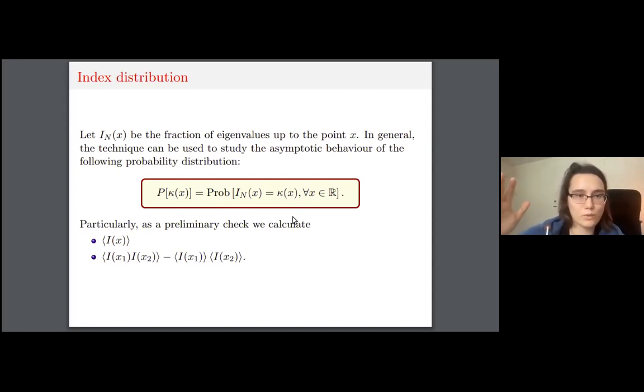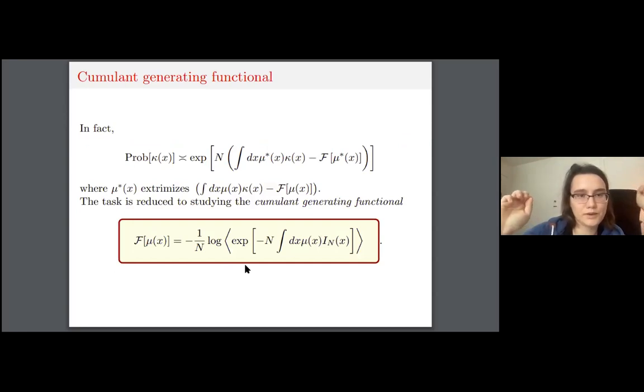And we will calculate the mean of the index distribution, and we will calculate the covariance of index distributions at points x1 and x2. So one can reduce studying these asymptotics into studying the cumulant generating functional.